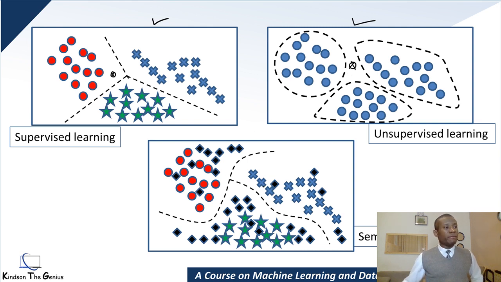And we have semi-supervised learning. In this case, we have a mix of supervised and unsupervised learning, where the groupings are done, but they are not completely done. So I'm going to move on at this point.